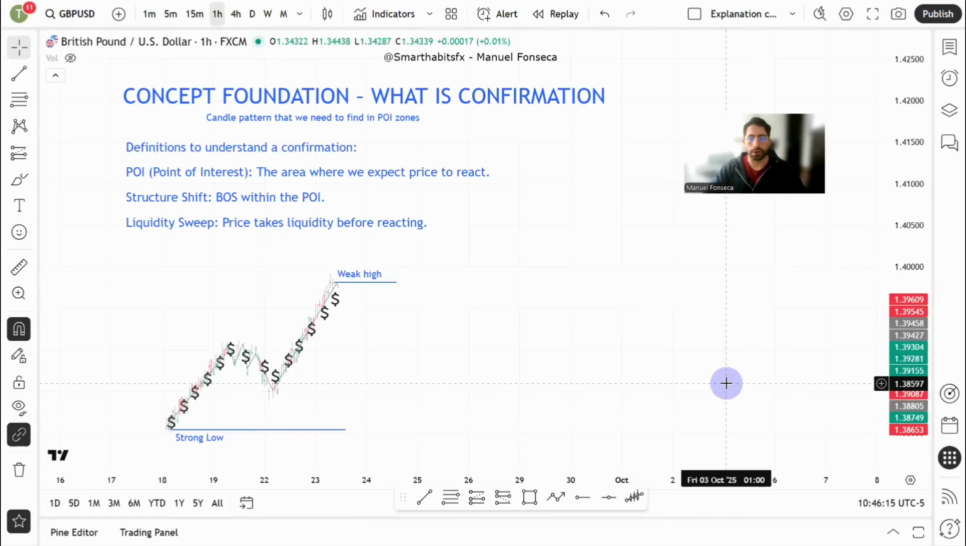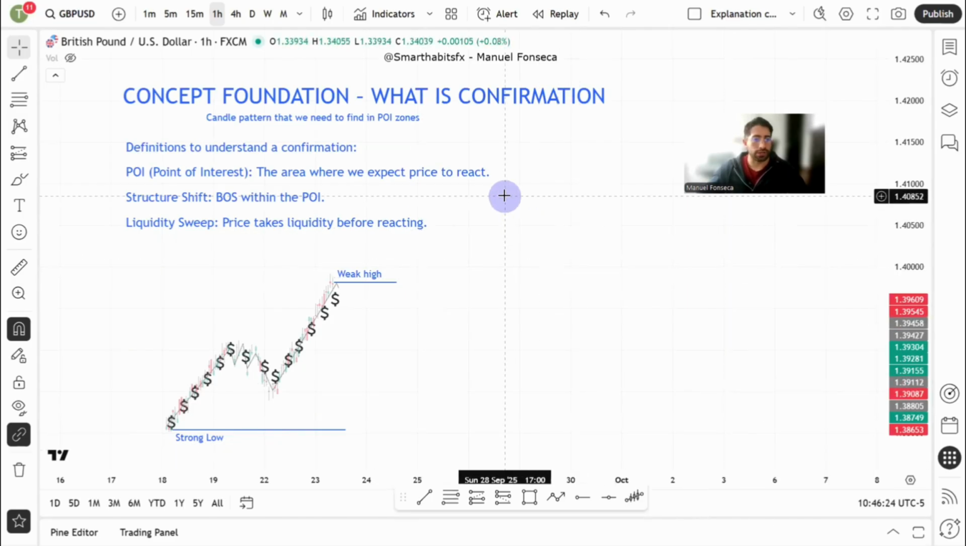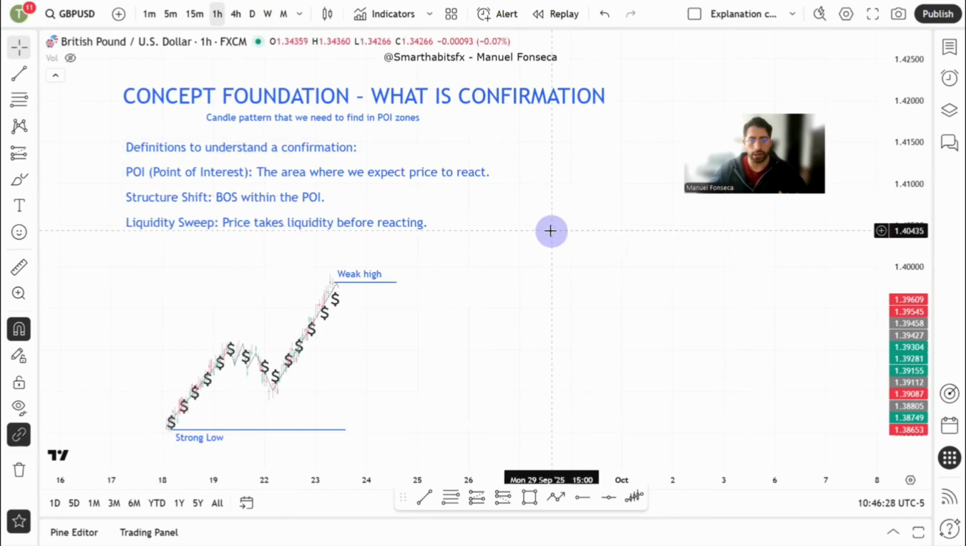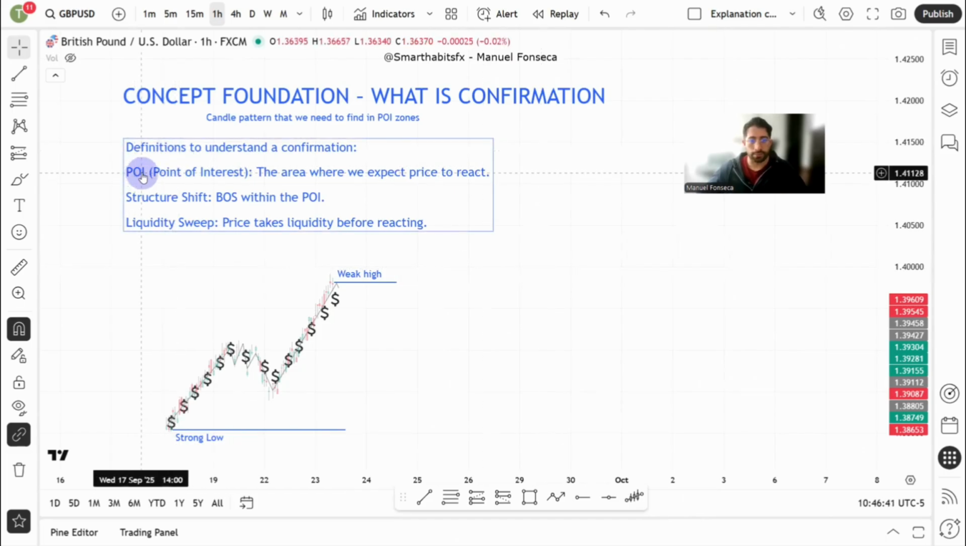All right, now we're gonna see the concept foundation. What is a confirmation? In few words, a confirmation is just a candle pattern that we need to find in a point of interest zone. Now, to understand this, we have to understand the other concepts that we have right here. So the first one is point of interest, which I have already made a video explaining.